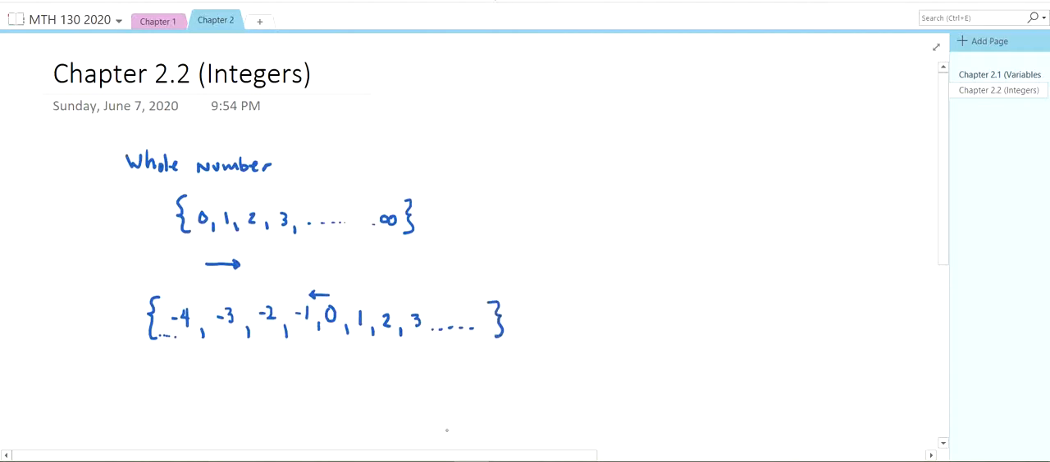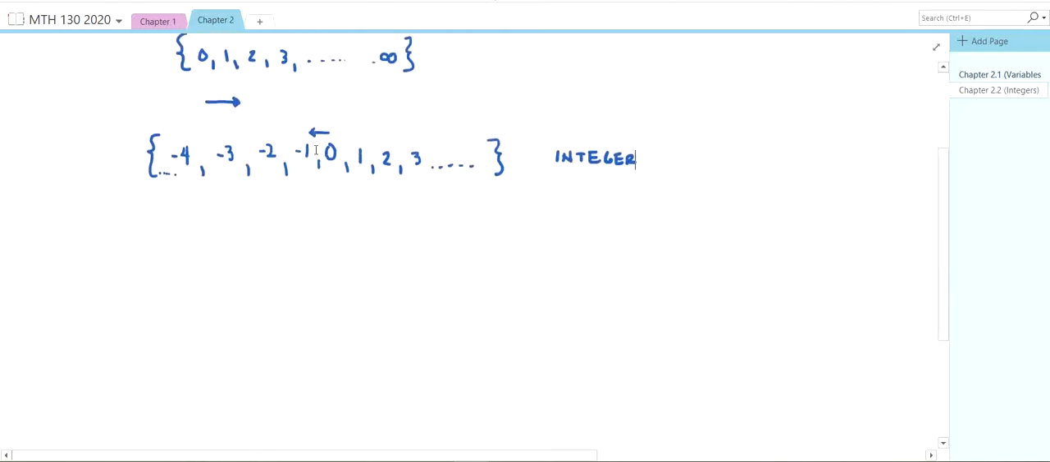And when we do that, we call that set, we call those integers. So integers are whole numbers with negative numbers included. That's what integers are. So we could do some mathematical operations on these, just like we did with our whole numbers.